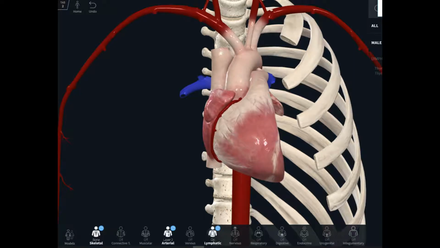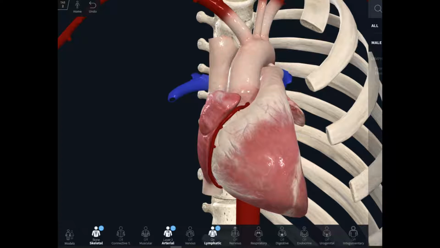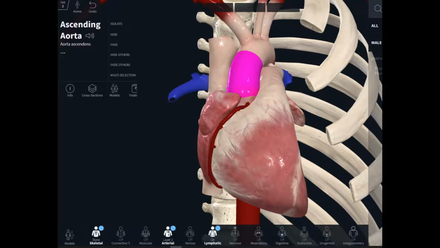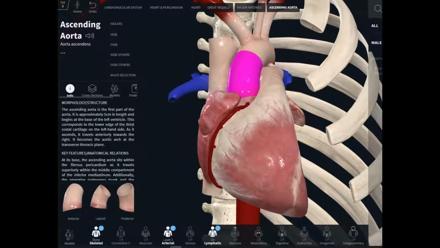All right, now let us have a look at another great vessel known as the aortic arch. Sorry, we are looking at the ascending aorta. I'm so sorry. Okay, let's start with the ascending aorta.